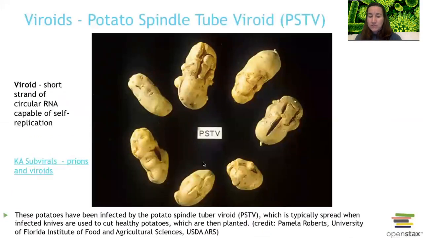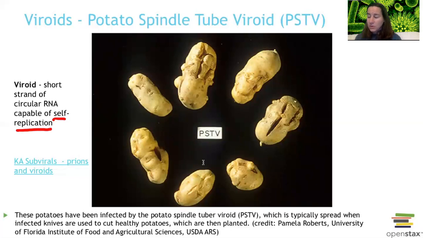So with viroids, these guys are going to be short strands of RNA, and they are able to self-replicate. So there's different ones out there. There is the potato spindle tuber viroid that clearly attacks potatoes, like in this picture. But there are also other ones that can attack avocados, peaches, tomatoes. These are also susceptible to a viroid, this little bitty type of RNA that is capable of copying itself in the organism. That's a viroid.